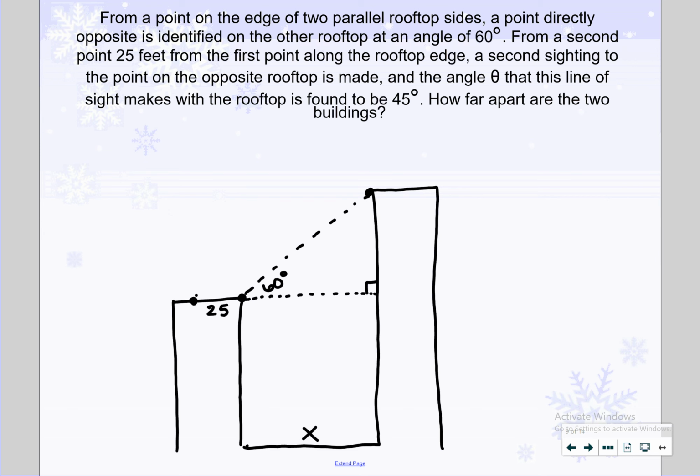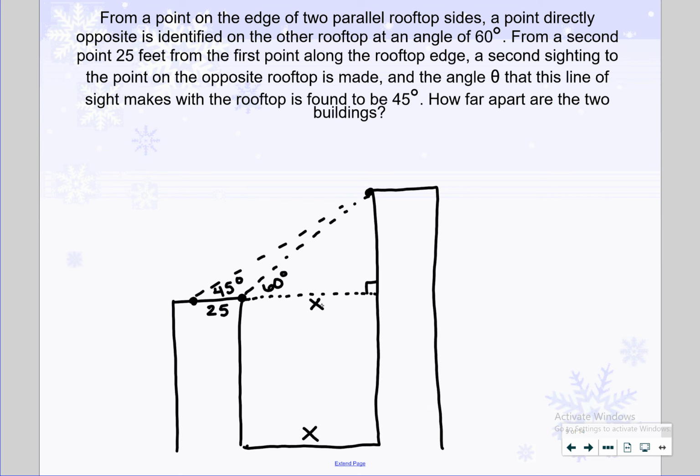And they're going to look up again. And this time, excuse me, that angle of elevation is 45 degrees. We're going to use this information to figure out how far apart the buildings are from one another. Now that x, I can also put on the bottom of this triangle here. That's that same length.